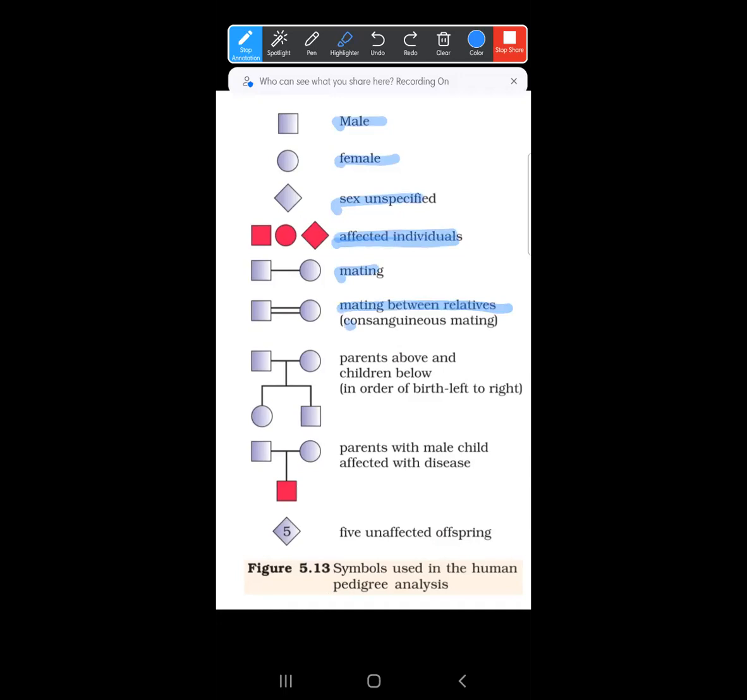Mating between relatives, consanguineous mating. If the mating is between two relatives, then it is represented by a double line. Parents above and children below in order of birth, left to right. Parents with a male child affected with the disease. The parents are unaffected, but this male child is affected. Five unaffected offspring. So these we have to memorize.